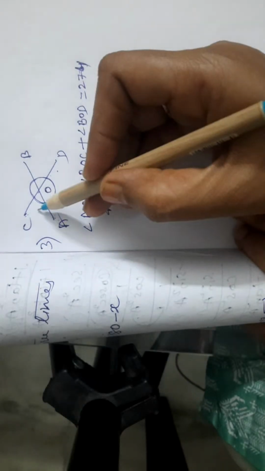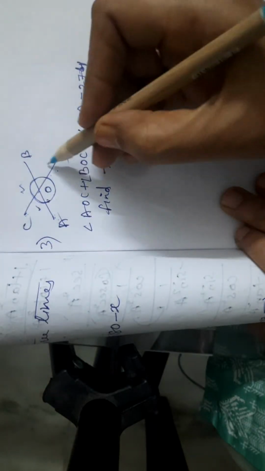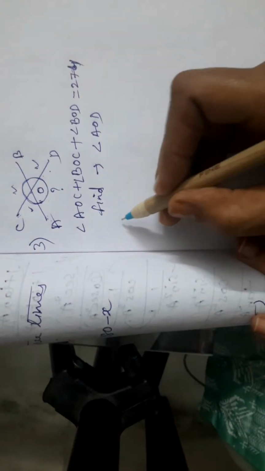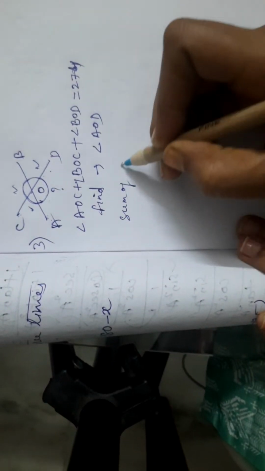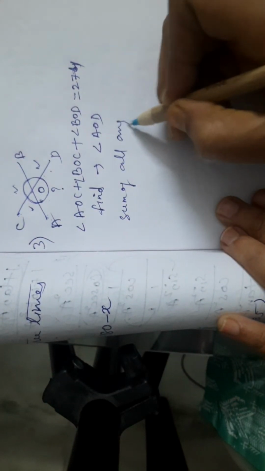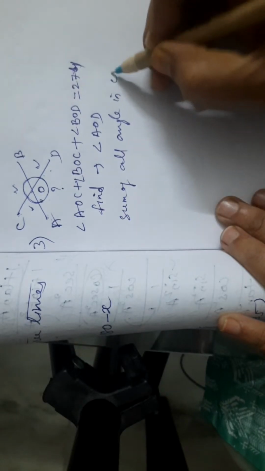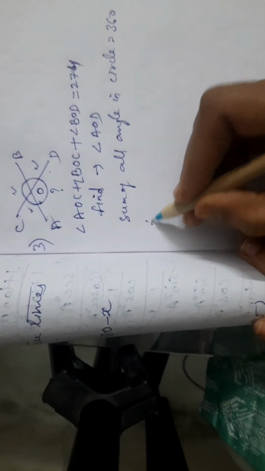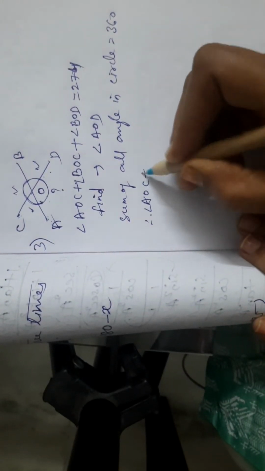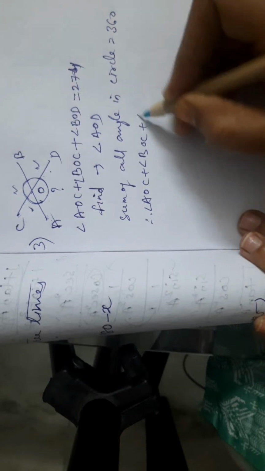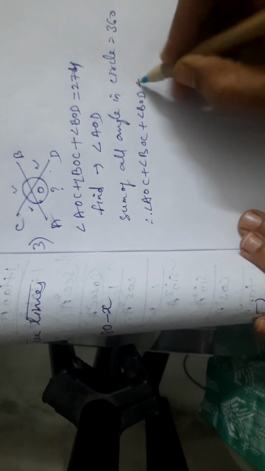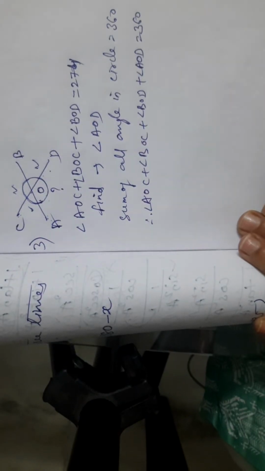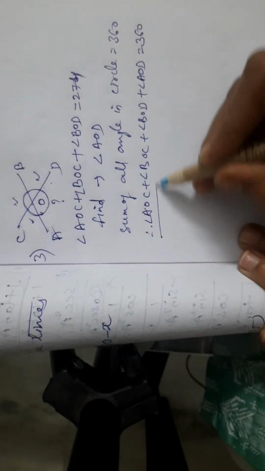So yeah, AOC is given, BOC is given, BOD is given. They're asking for the fourth one. Sum of all angles in a circle is 360. So AOC plus BOC plus BOD and AOD is 360, out of which these 3 values are given.